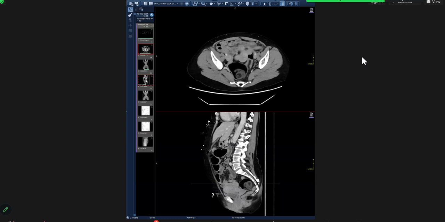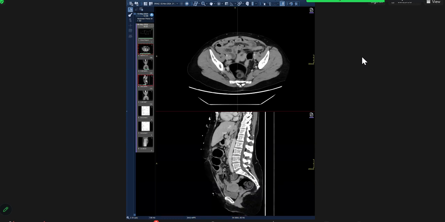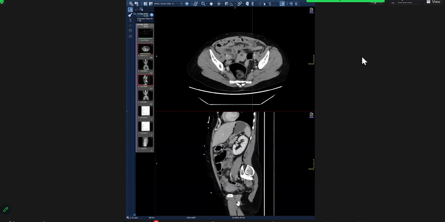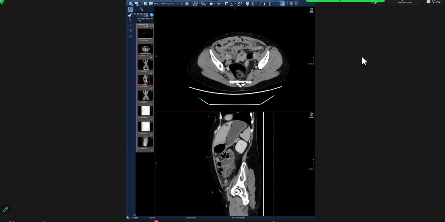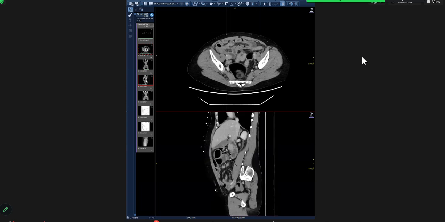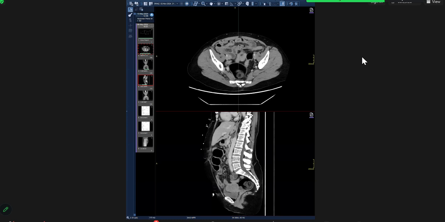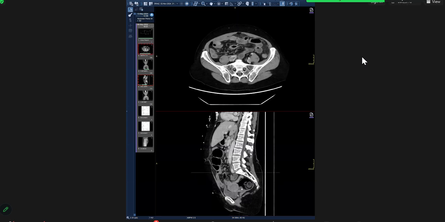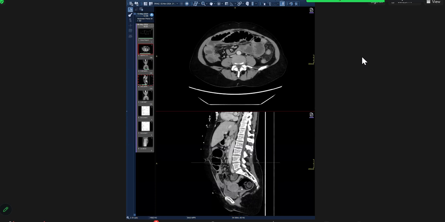Can you scroll on sagittal images again, please? Yes. I cannot see any abnormal lymphadenopathy or free fluid over here. Okay. Just tell me your management, and we can go on. I cannot diagnose, so I cannot tell about the management.